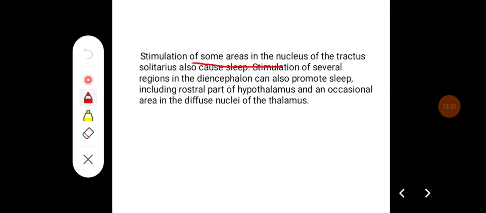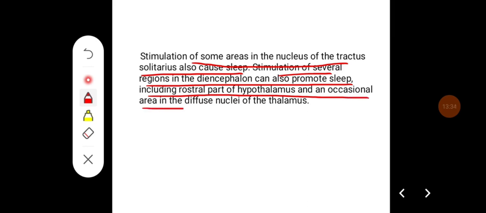Stimulation of some areas of the nucleus of tractus solitarius also causes sleep. Stimulation of several regions of the diencephalon can also promote sleep, including the rostral part of the hypothalamus and an occasional area in the diffuse nuclei of the thalamus.